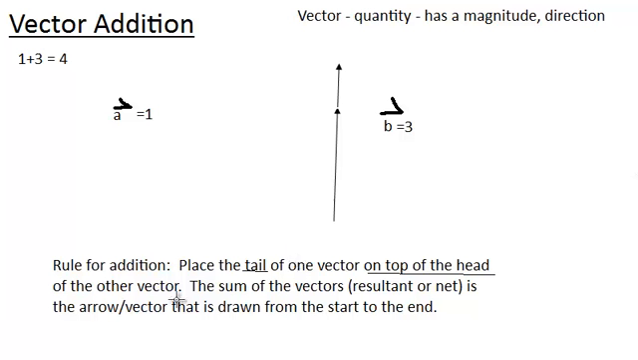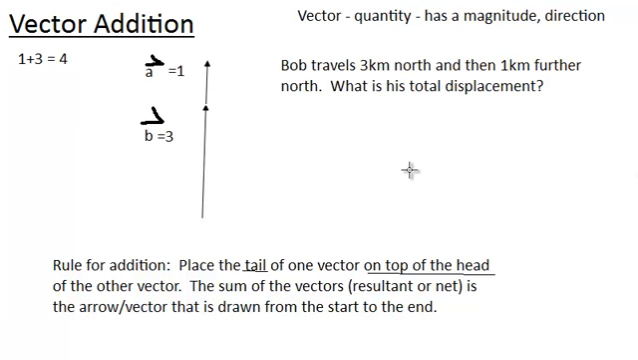And what did it say next? The sum, so the addition of the two vectors, also called the resultant, is the vector that is drawn from the start to the end. And I'll show that right now.